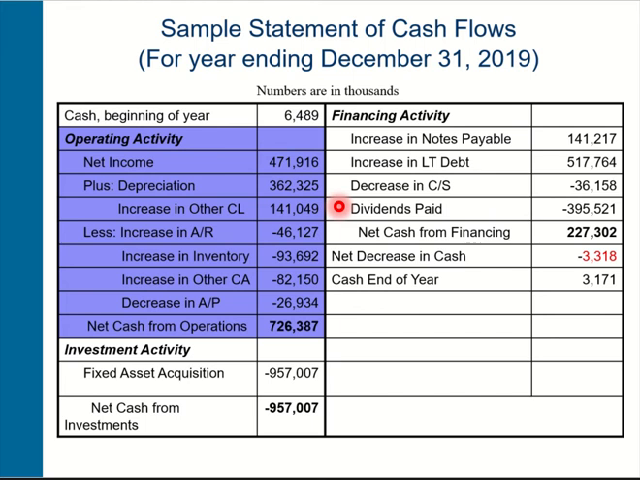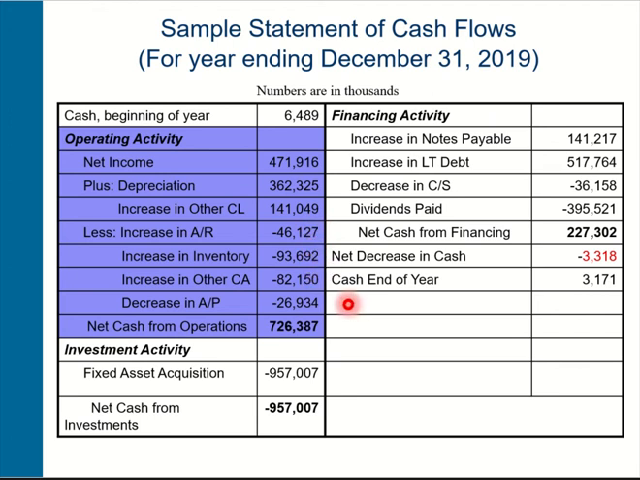So if we look at our other current liabilities, we notice that there was an increase over the course of the year of $141,049,000. And since this was an increase to a liability account, we know that that represents a source of cash, which is why this number is positive. Next, we look at the accounts receivable, inventory, and other current assets accounts. These are all three current assets, and in all three cases, the asset increased by these respective amounts. Again, because we are looking at an increase in asset accounts, we know that that represents a use of cash, which is why all three of these numbers are negative.